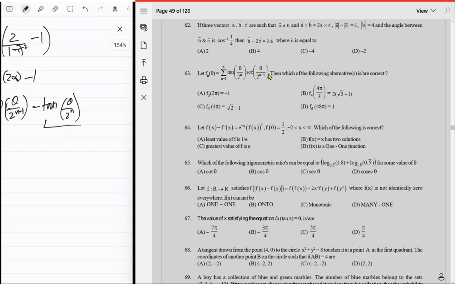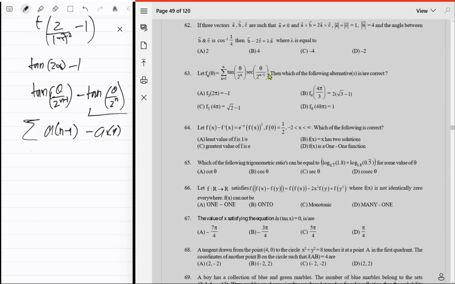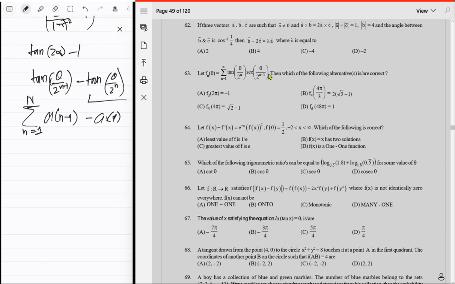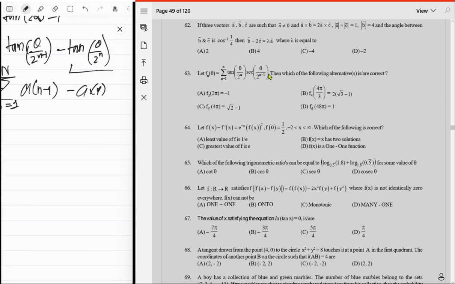We'll just call this thing as a_n. This is a_(n-1) minus a_n, and summation from n equal to, once again, अजीब type से कर रहे हैं, capital N. I don't know. Right. Okay, that's f sub capital N of theta. So let's start putting stuff.